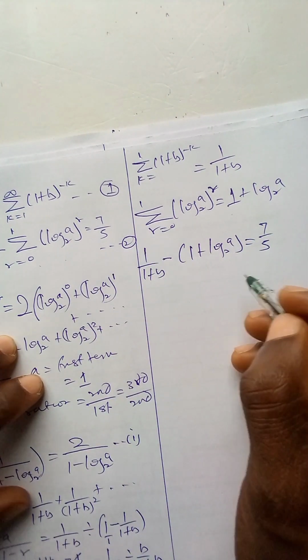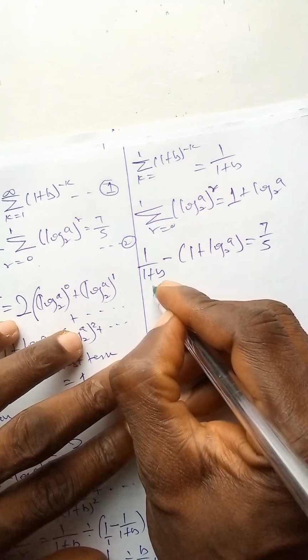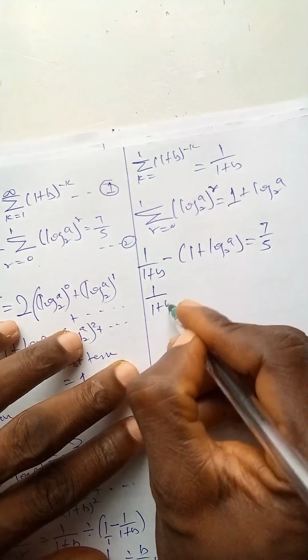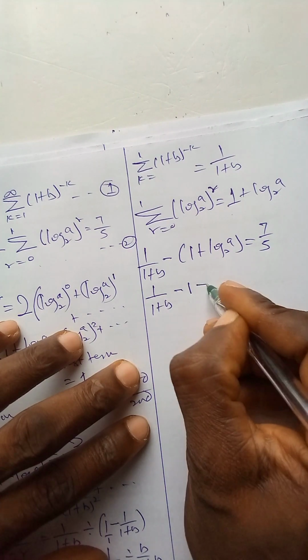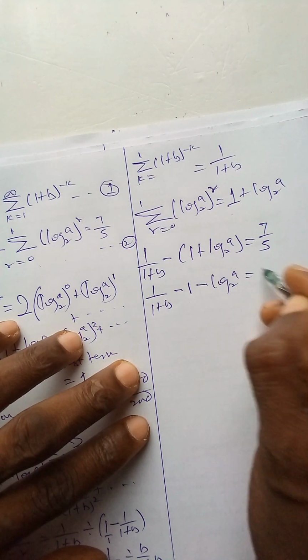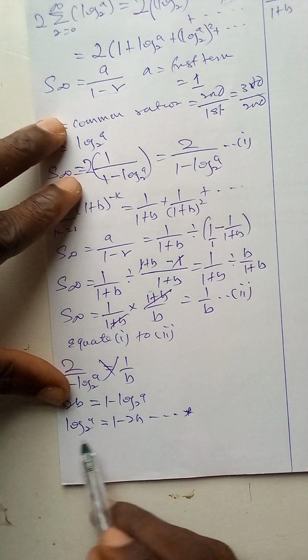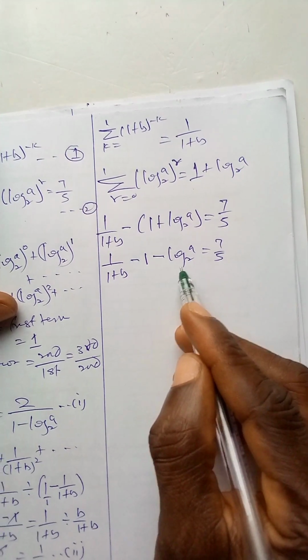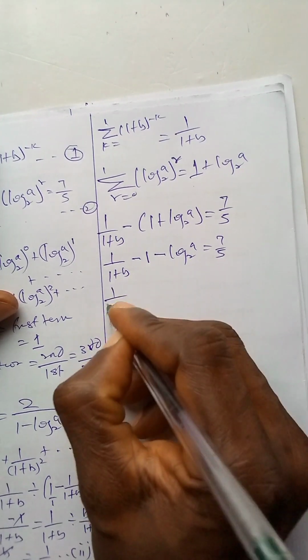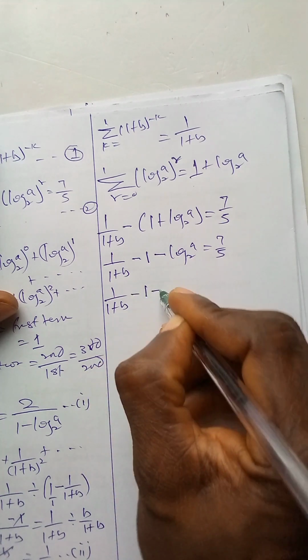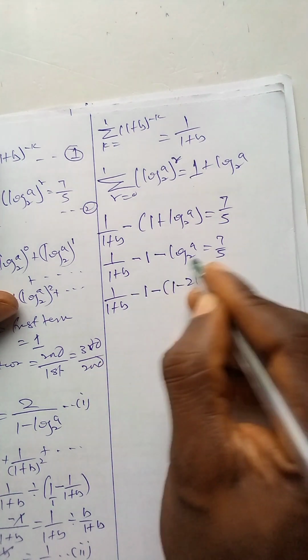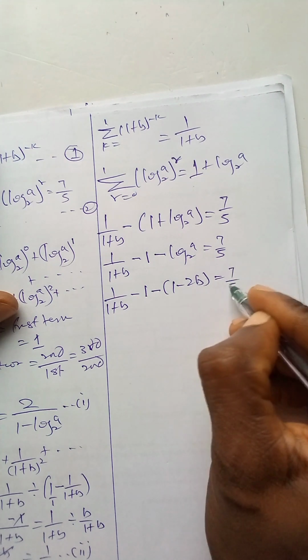7 over 5. So let's open the bracket. 1 over 1 plus b minus 1 minus log to base 2 of a equals 7 over 5. Now, let us refer back to this equation, which we call asterisk. Log to base 2 of a is 1 minus 2b. We will put it here, where we have log to base 2 of a. So 1 over 1 plus b minus 1 minus (1 minus 2b), which is our log to base 2 of a, is equal to 7 over 5.